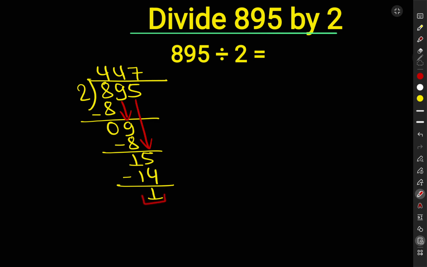So now this 1 is less than 2 and there is no other number to put it down. So we take here decimal, so that we put 0. So now it is 10 and 2 times 5 is 10. On subtracting we get 0.